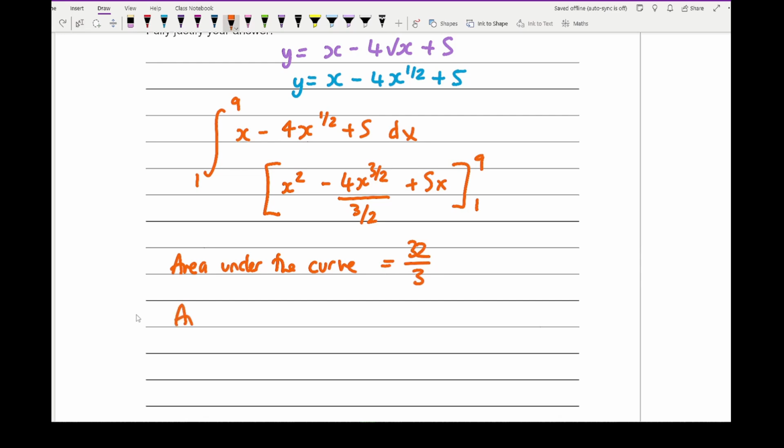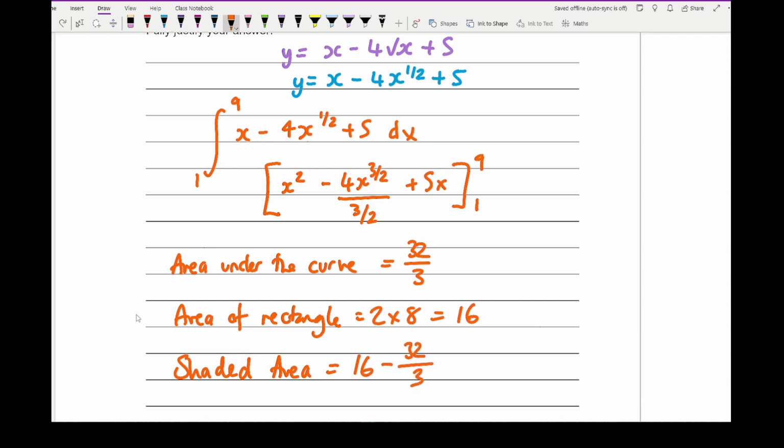And then we need to work out the area of the rectangle, which is just base times height, which is going to be 2 times 8, which is 16. And so therefore the shaded area is going to be the area of the rectangle, which is the larger one, minus the area under the curve. Typing that into my calculator, I get an answer of 16 over 3, which is what they wanted me to show.